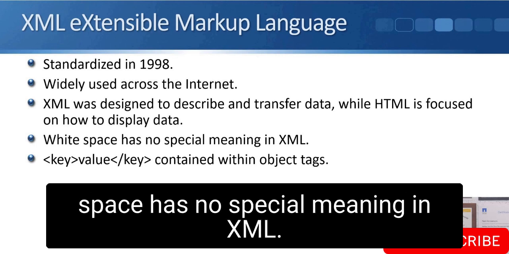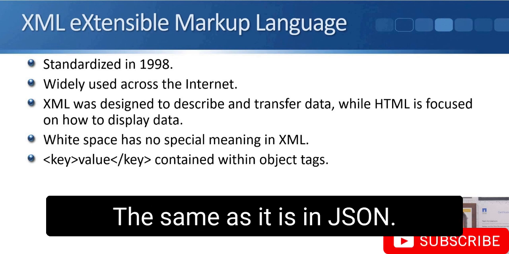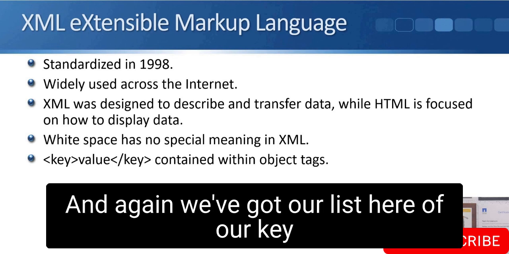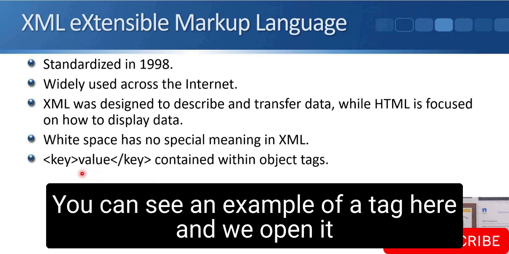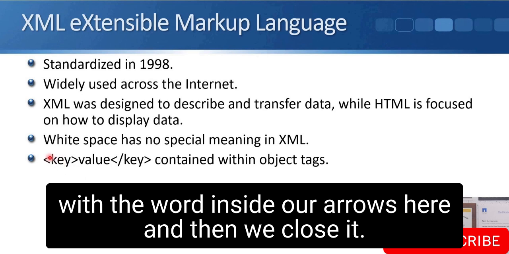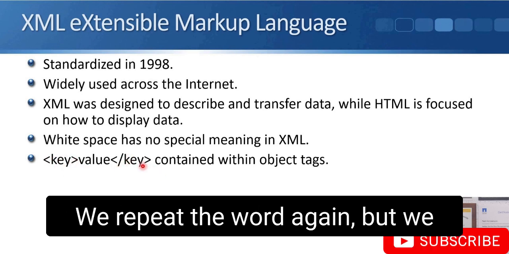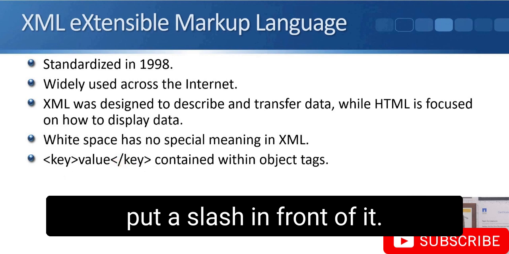White space has no special meaning in XML, the same as it is in JSON. And again, we've got our list here of our key value pairs, and they are contained within object tags. So you can see an example of a tag here, and we open it with the word inside our arrows, and then to close it, we repeat the word again, but we put a slash in front of it.